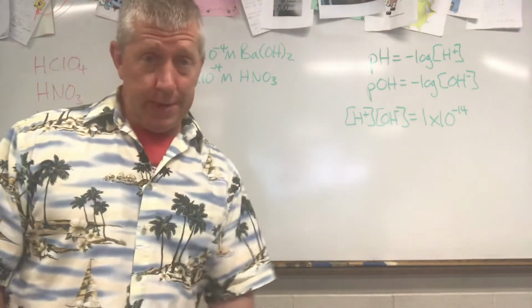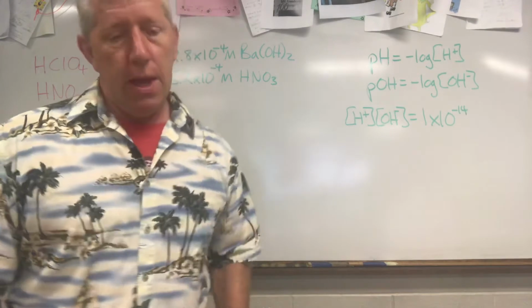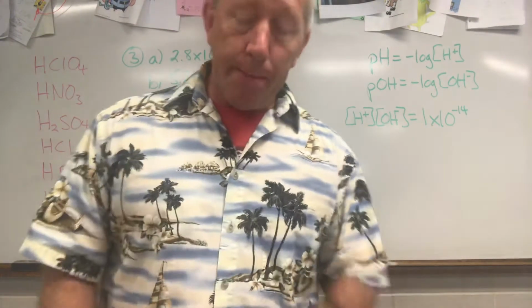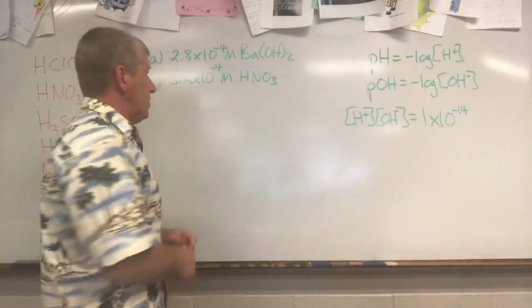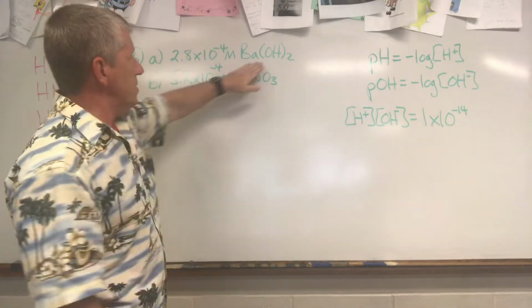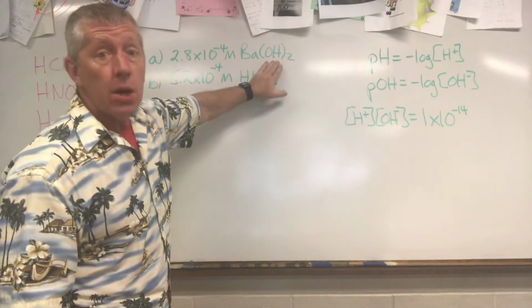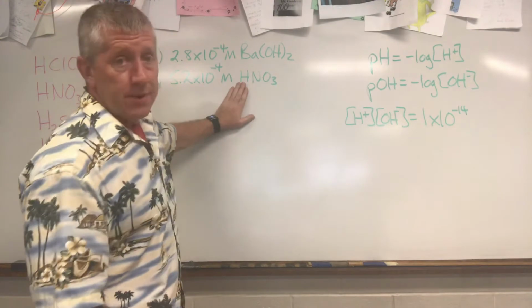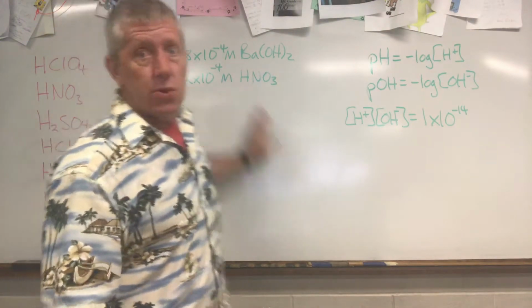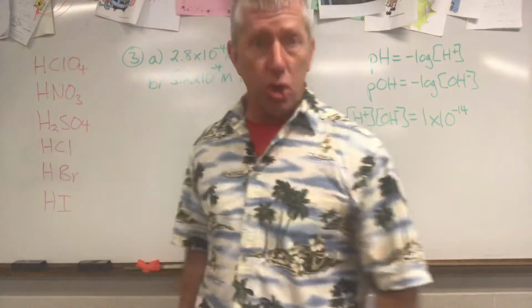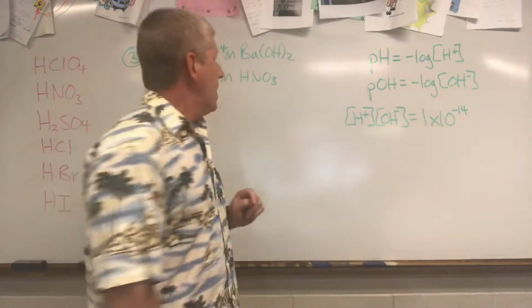Problem 3. Here we go. Diving in. All right, problem 3 says calculate the pH of the following solutions. These two solutions. The first one's a basic solution. How do you know? It's got OH. This one, acid. How do you know? It's got the H in front, and it's one of the strong acids you should know. Okay, you should know that.